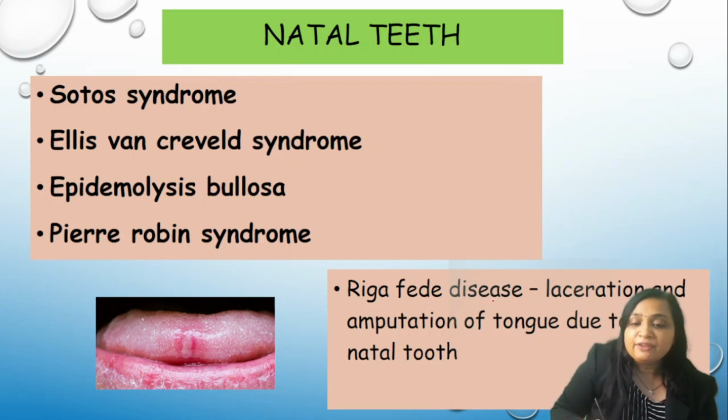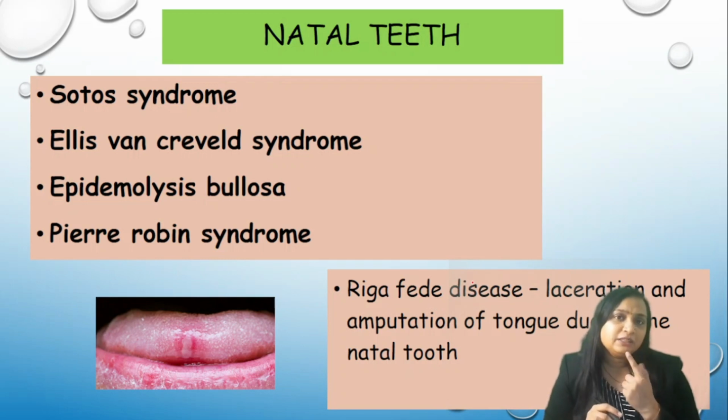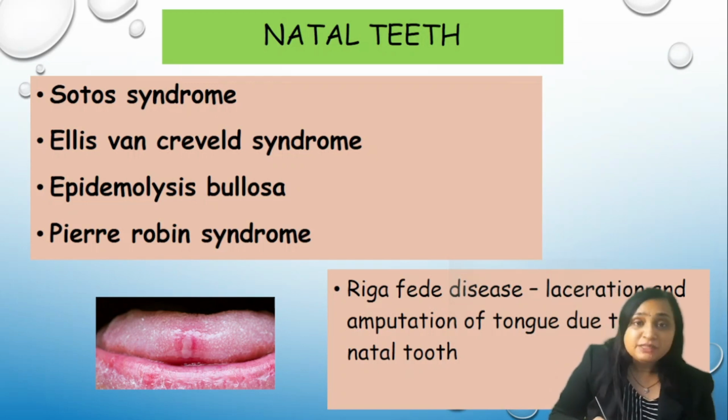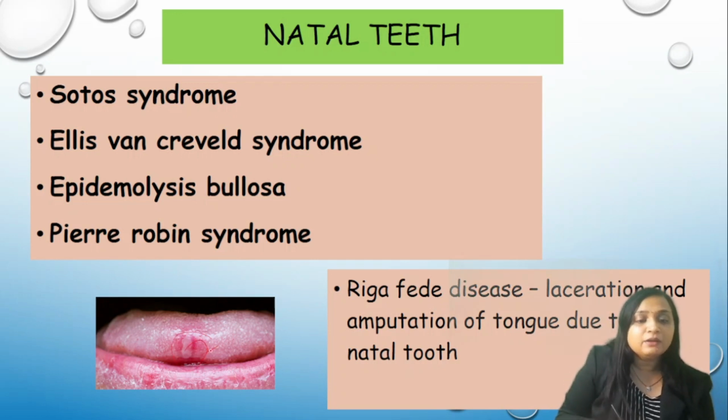What is Riga-Fede disease? Because of natal teeth, there will be continuous pressure and erosion of the tongue, specifically in a newborn. This is called Riga-Fede disease, in which there will be a laceration of the tongue, and there could be an amputation of the tongue also. Here it is a simple ulcer, but it could be amputation, like a cut in the tongue also.